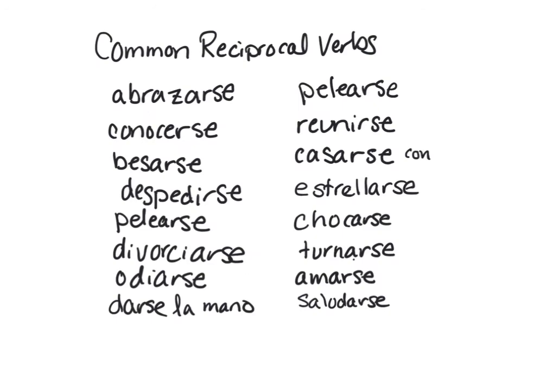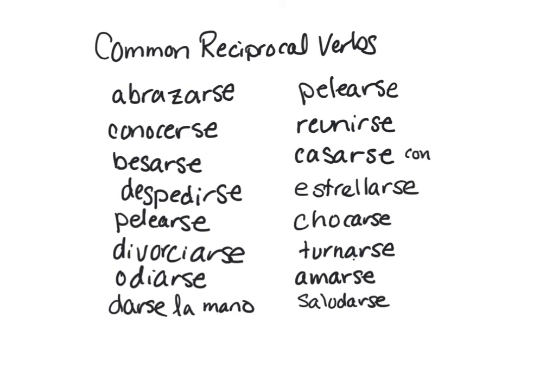Aquí tienen una lista de unos verbos que frecuentemente usan esta estructura recíproca. Abrazarse, to hug each other. Conocerse, that one's to meet someone for the first time. Remember, conocer means to know, but conocer as an event means to meet you. Like, hello, my name is, buenos días. Besarse, to kiss each other. That's obvious why that one's reciprocal.